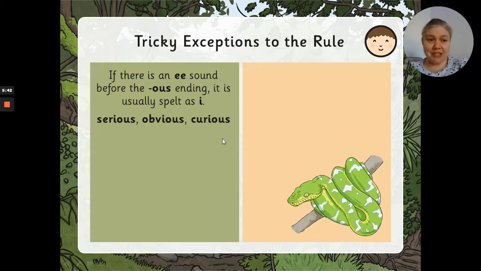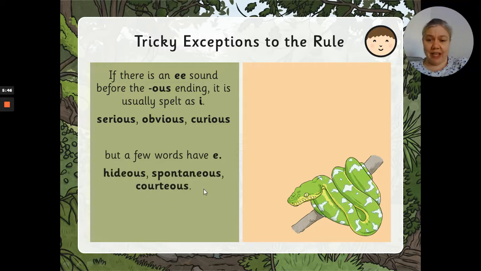There are some exceptions to this, because some of the words do have an E in. For example, the words hideous, spontaneous or courteous. Have a look in a dictionary, see if you can find out what some of those words mean.